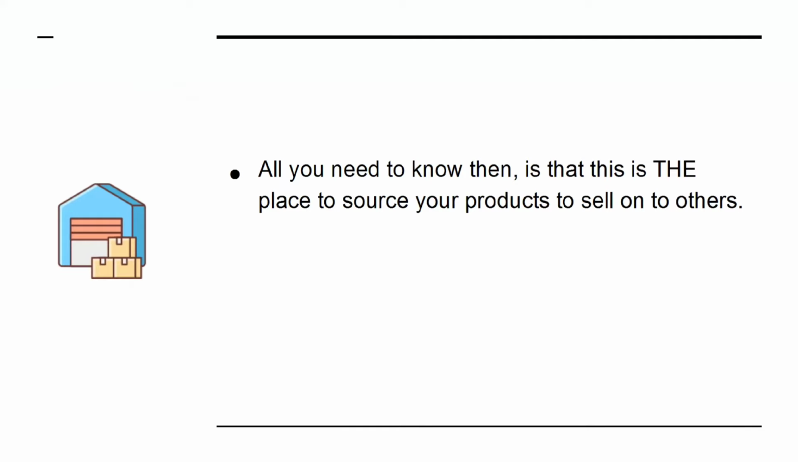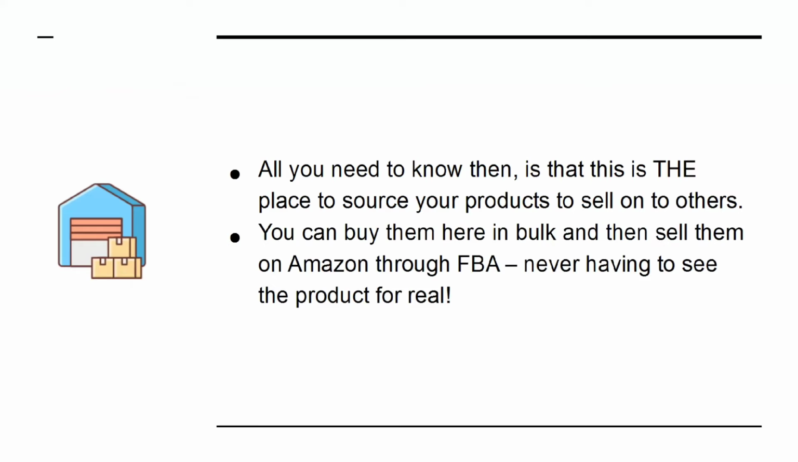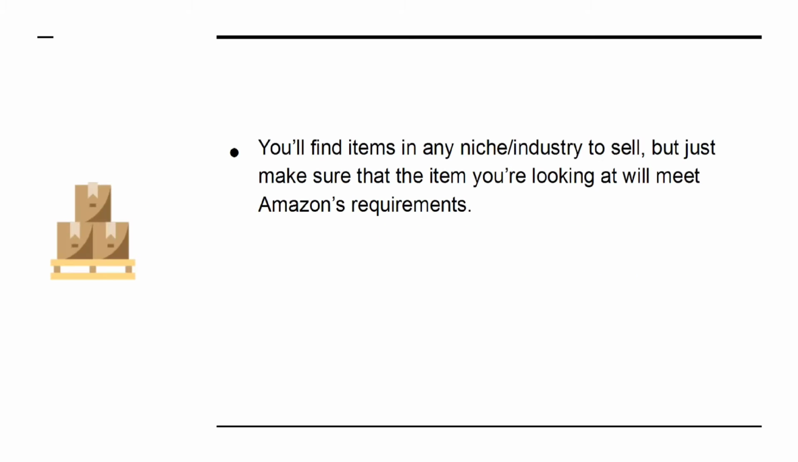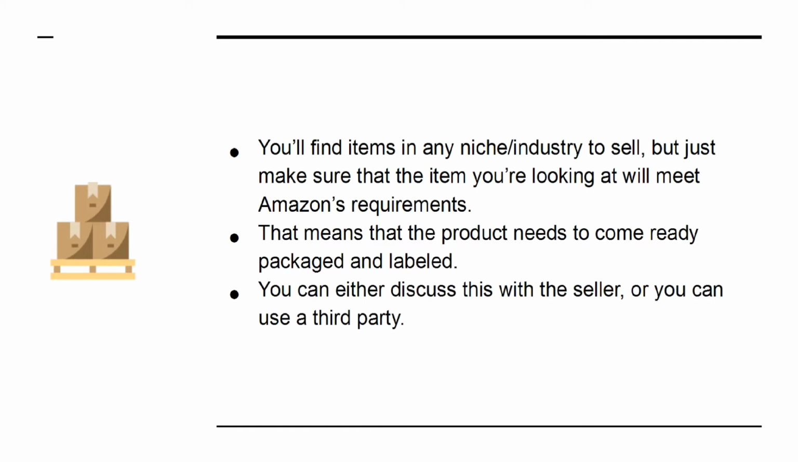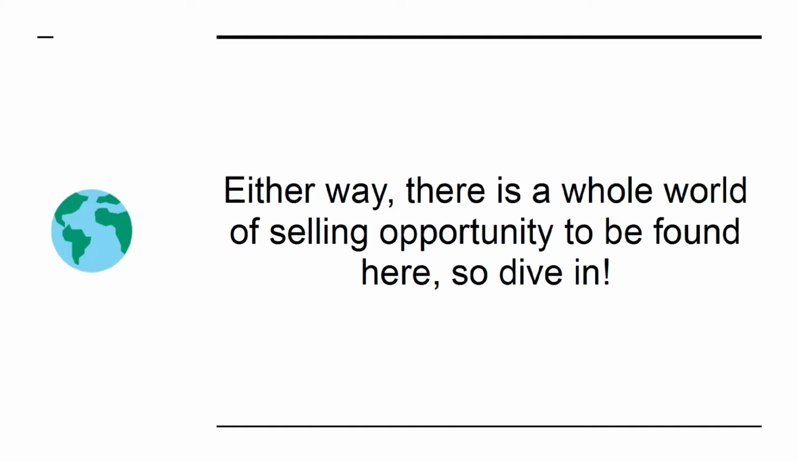All you need to know then is that this is the place to source your products to sell on to others. You can buy them here in bulk and then sell them on Amazon through FBA, never having to see the product for real. You'll find items in any niche or industry to sell, but just make sure that the item you're looking at will meet Amazon's requirements. That means that the product needs to come ready packaged and labeled. You can either discuss this with the seller or you can use a third party. Either way, there is a world of selling opportunity to be found here, so dive in.